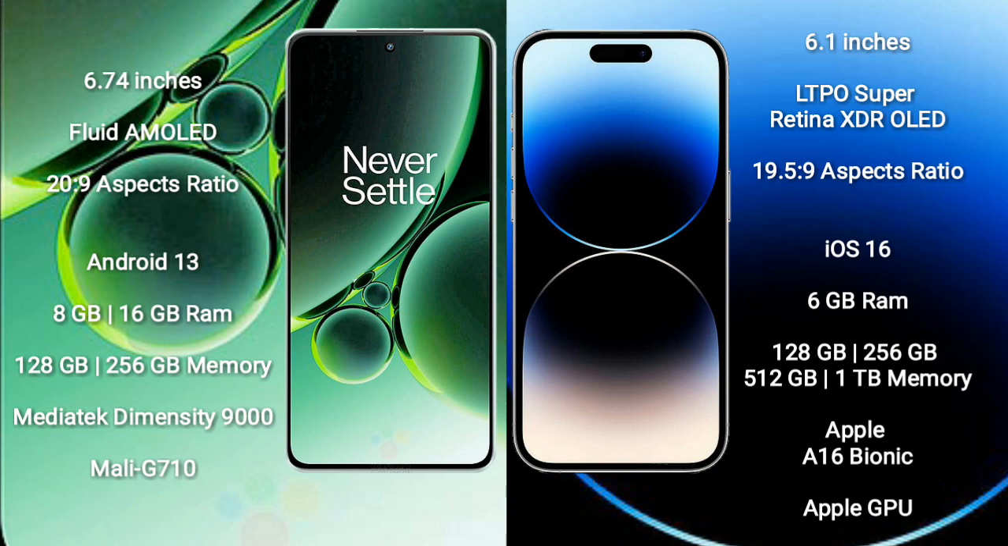OnePlus Nord 3 runs on the Android 13 operating system. iPhone 14 Pro runs on the iOS 16 operating system. OnePlus Nord 3 comes with 8GB, 16GB RAM and 128GB, 256GB internal storage, MediaTek Dimensity 9000 processor and Mali G710 GPU. iPhone 14 Pro comes with 6GB RAM and 128GB, 256GB, 512GB, 1TB internal storage, Apple A16 Bionic processor and Apple Graphics GPU.